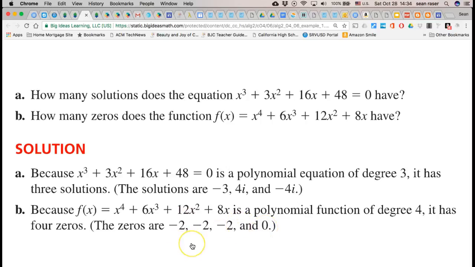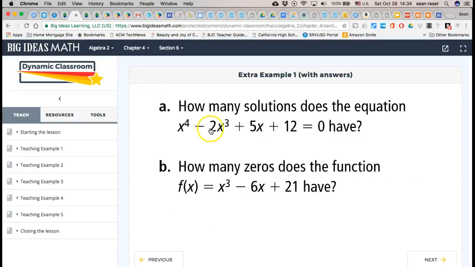So we talked in a previous lesson about repeated zeros. I think it was last lesson. So when we're talking about the number of solutions, just remember that the degree is equal to the number of solutions. So what I want you guys to do is go ahead and answer the questions that pop up now about these 2 equations.